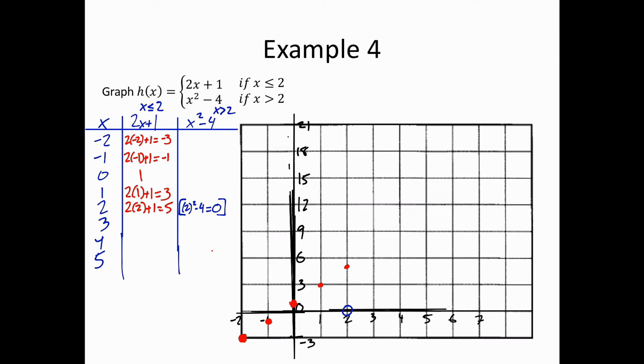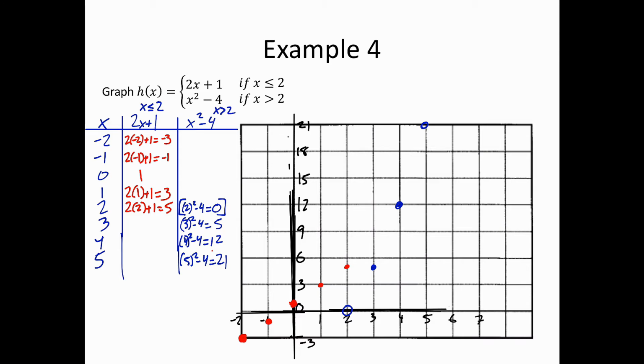Plugging in 3, that's greater than 2, so then we're going to get 3 squared minus 4. Well, 3 squared is 9, minus 4 is 5. So we're going to have a point at 3, 5, so right about there. Plugging in 4, we got 4 squared, which is 16, minus 4 is 12. That's already going to be kind of like off the graph. So, oh no, scratch that. I'm sorry. I was looking at a different scale. So at 4, we're at 12. So that's right there. Plugging in 5, we're going to have 5 squared, which is 25, minus 4 gives us 21. So at 5, we're all the way up at 21.